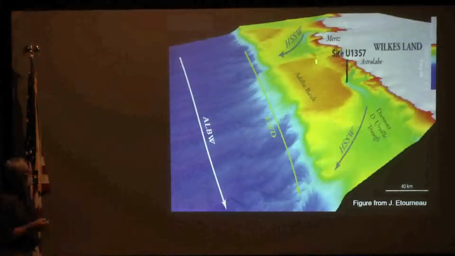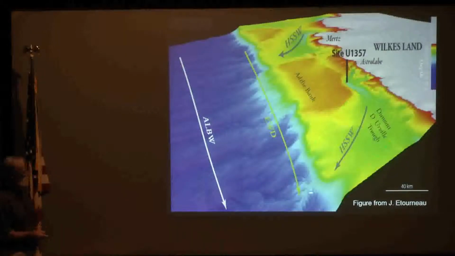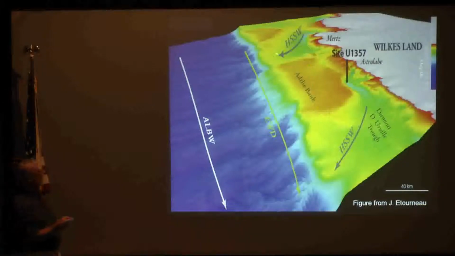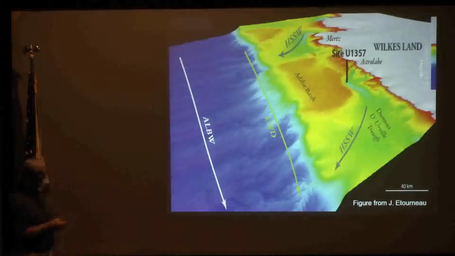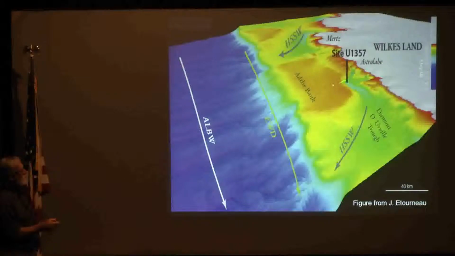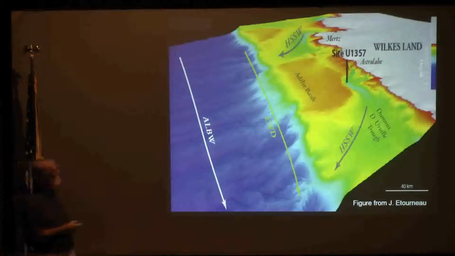Here is the site. It's a deep depression here. I think this high salinity shelf water is a bit of wishful thinking on Johan's part, but we know this area by the Mertz is a major area of deep water production, high salinity shelf water. So it's a very deep depression, 1,000 meters, right next to the French base.